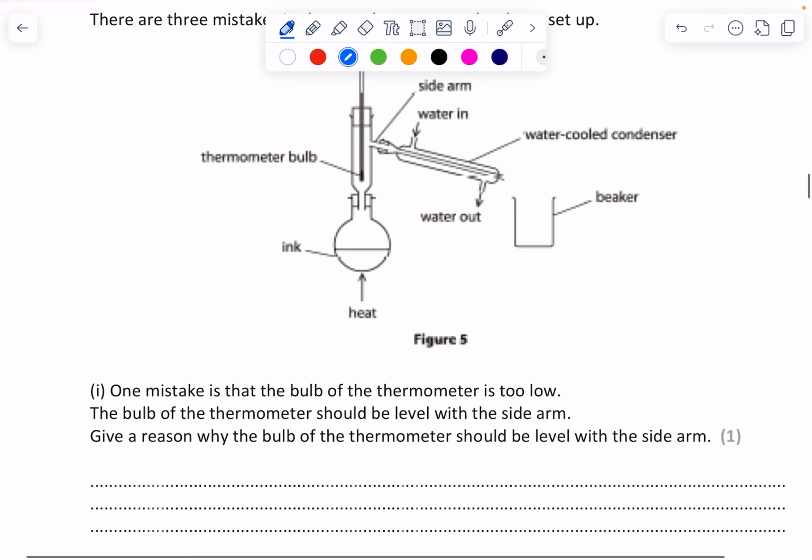We've then got this fractional distillation set up, and it says there are mistakes in the way the apparatus has been set up. Okay, one mistake is the bulb of the thermometer is too low. The bulb of the thermometer should be level with the sidearm. So the bulb should actually be here, and at the moment it's down here.